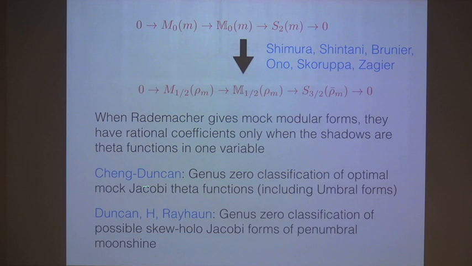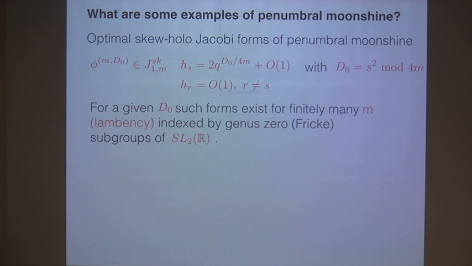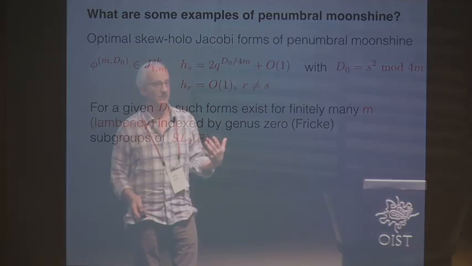But the upshot of all this is the classification by Cheng and Duncan that showed that all the forms of umbral moonshine and a few more are classified by genus zero groups, the non-Fricke groups, and a generalization that shows that genus zero classifies all the penumbral cases. So what are some examples? Well, you have to give a criterion for what kind of skew-holomorphic Jacobi forms. This is kind of a generalization of what we did for umbral moonshine. It's related to a kind of optimality condition on the growth of the coefficients.